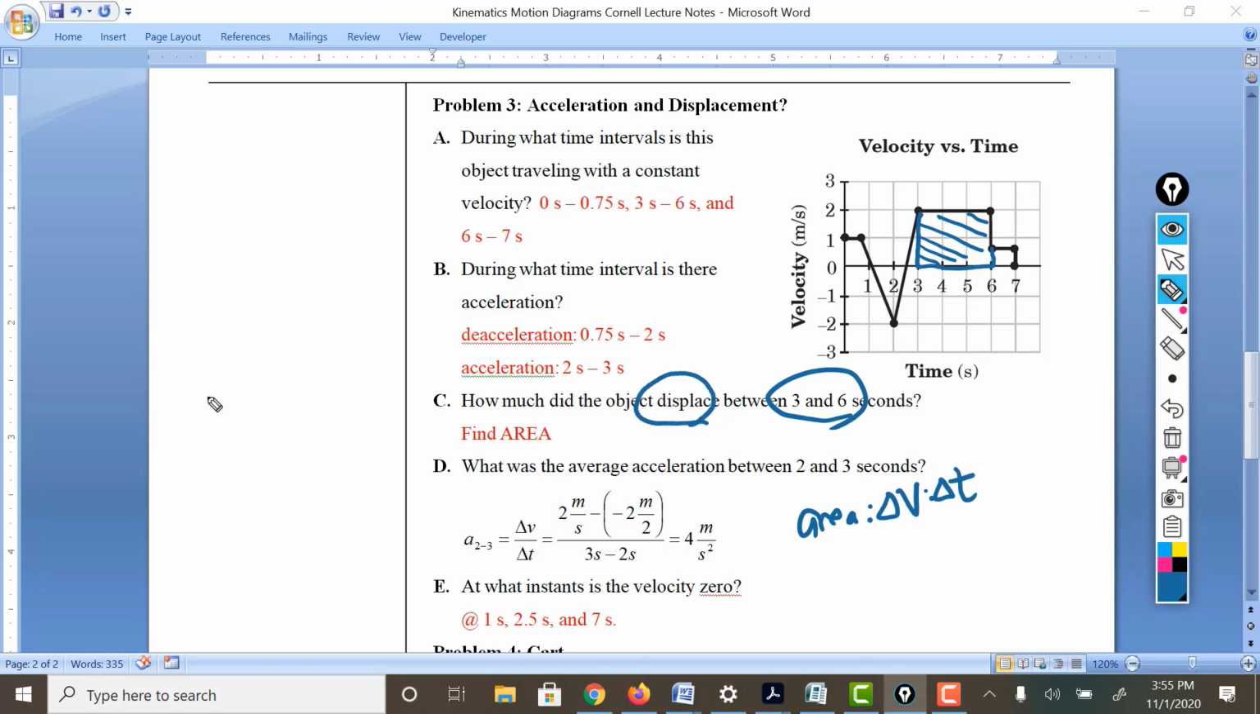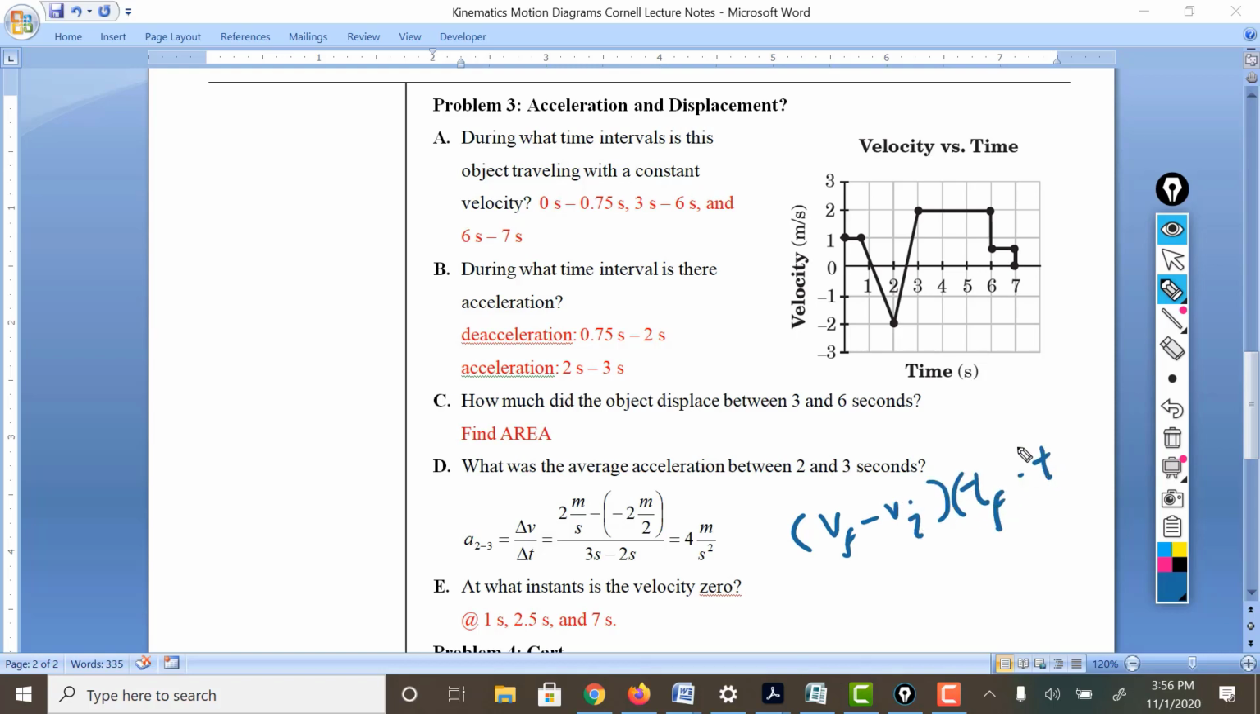Notice something interesting here: if we had delta v is equal to delta x over delta t, and I want to get x by itself, I'd multiply both sides by delta t. So what we're looking at is v final minus v initial times t final minus t initial. The final velocity is 2 down here in this shape, and the initial is 0. T final is 6 seconds. T initial is 3 seconds.